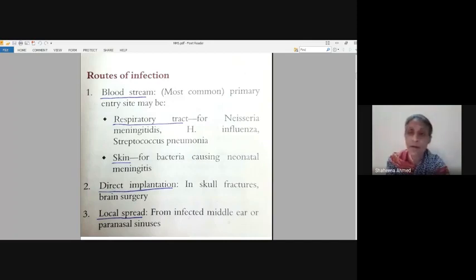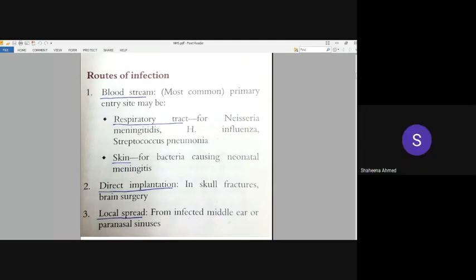You can see different organisms predominantly choose a special system which they infect, or it is their favorite mode of action when they are trying to enter the host. In the respiratory system, Neisseria, H. influenzae, and Streptococcus pneumoniae are the dominant bacteria. Where skin is concerned, there are special bacteria which specifically cause neonatal meningitis. They are the organisms which we must consider.